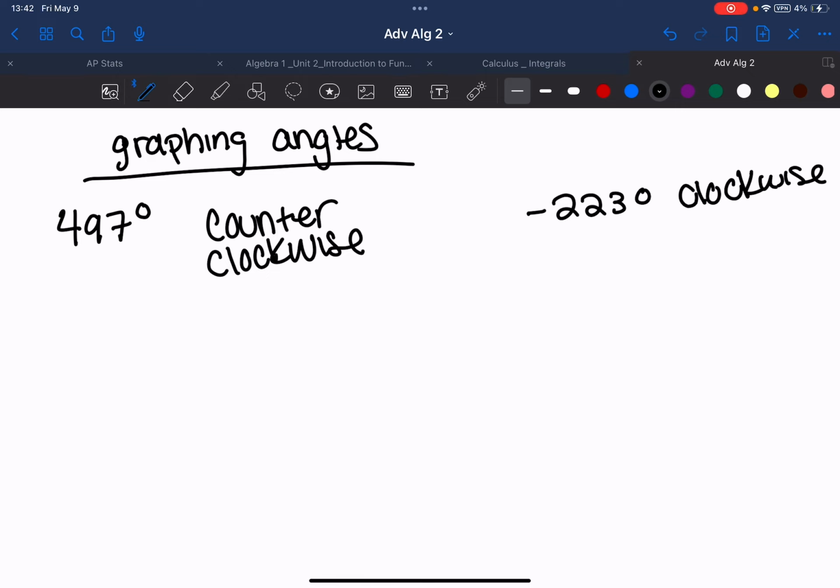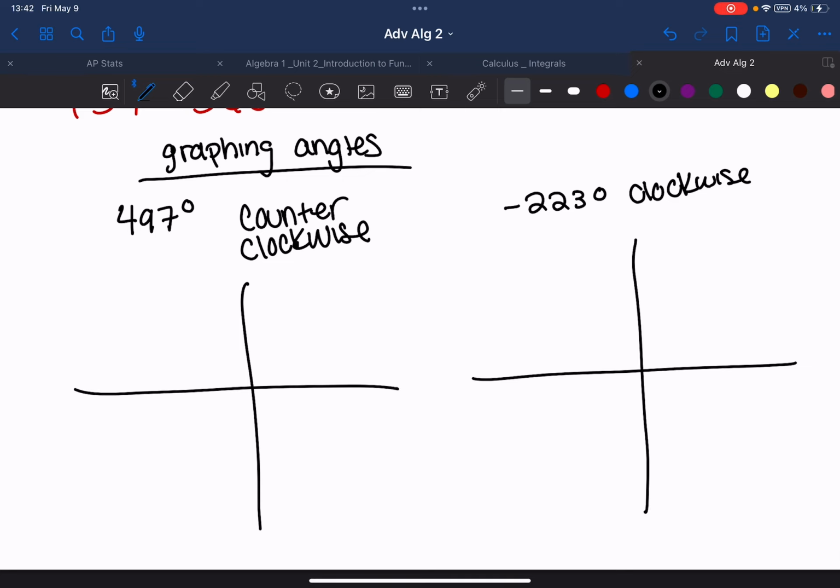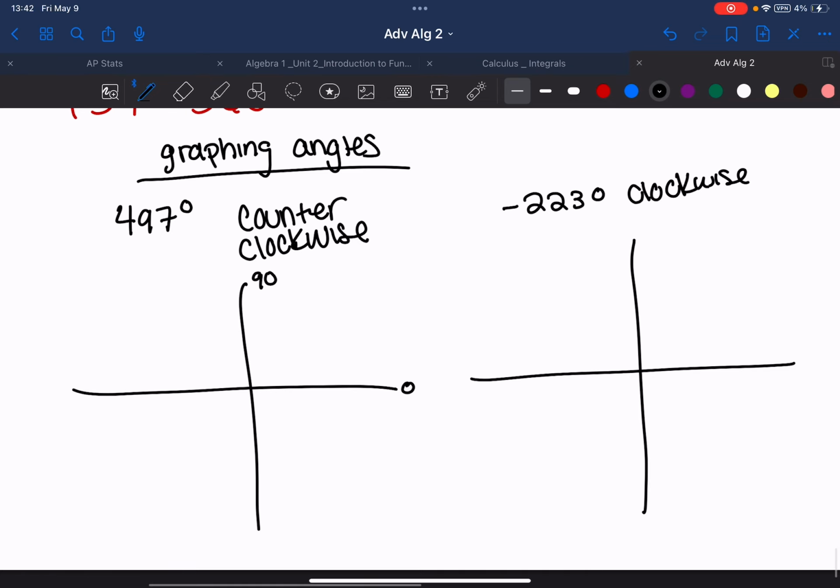Okay, and I'm going to explain why right here. So here's my two coordinate planes. Remember, when we draw coordinate planes, this is 0 degrees, 90, 180, and 270. And then when we label these as quadrants, this is quadrant 1, 2, 3, 4. Notice how we label them. The order is going counterclockwise. So this is the positive order.